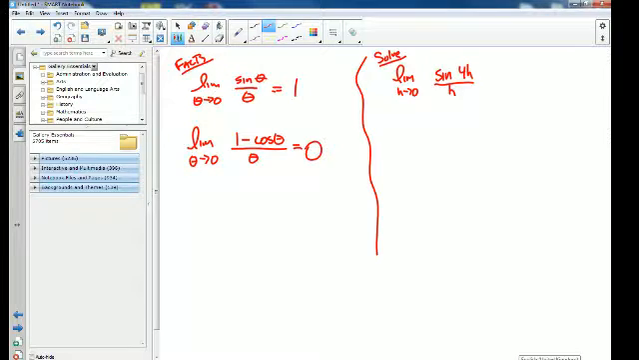So would it be 4? A little bit. Is it still going to equal 1? No, because it's sine of 4 times h. Yeah, so it's still 0. Right. Oh wait, back up.